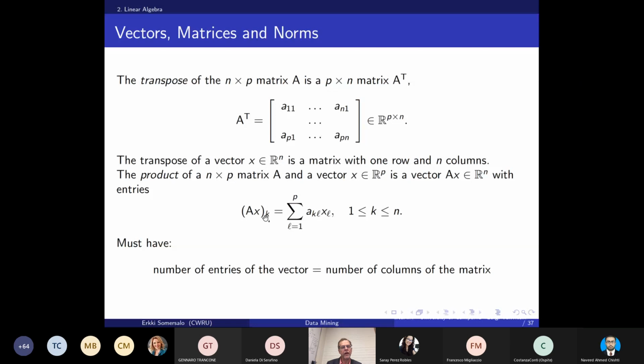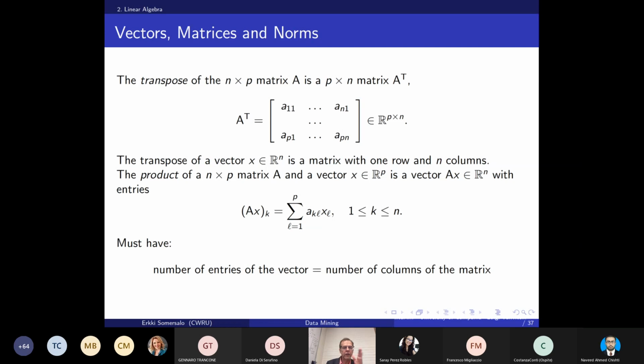It is a vector whose kth component is akl times xl, with summation over l from 1 to p. And now you see that this is possible only if the number of components in your vector x is the same as the number of columns in your matrix A. So that's the only case in which you can form the matrix vector product. Well, this is the component-wise definition.